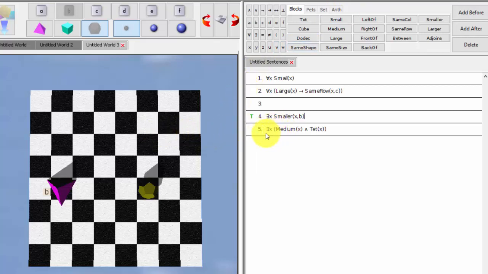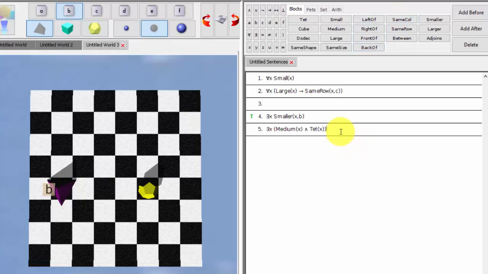This says there exists an x such that x is medium and x is a tetrahedron. So it's saying there exists something that has the property of being medium and the property of being a tetrahedron. B is a tetrahedron and it's medium. So in this world, this sentence will turn out to be true.